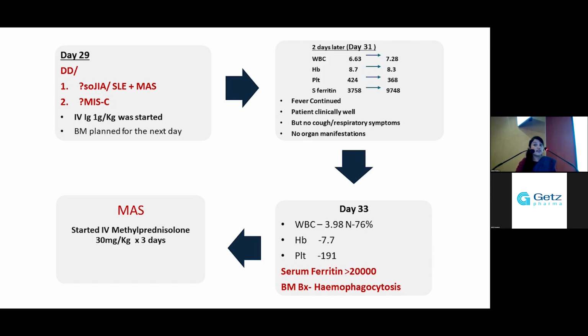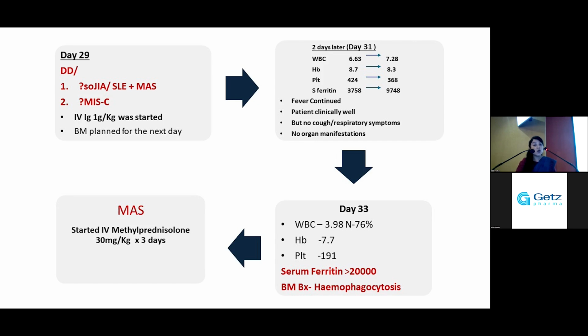2 days later, on day 31, the WBC count was more or less similar, but if you can appreciate, the platelet dropped from 424 to 368. Although it still remains normal, if you can remember, the patient's initial platelet count was around 500s, and here it has gone down to 368. And the serum ferritin level had gone up to 9,000. And fever was still continuing despite IVIG.